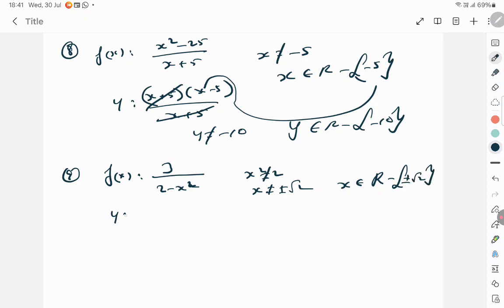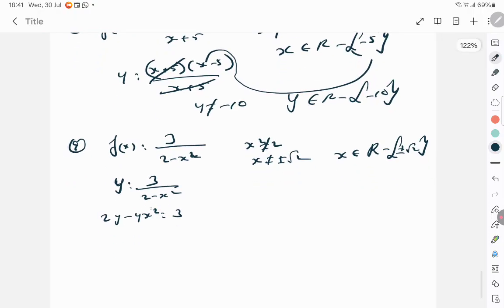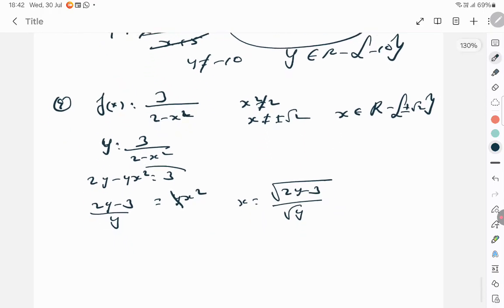So then now let's find the range. For finding the range, just cross multiply always, okay. 2y − yx² is equal to 3. So take the x² to the other side. yx² is equal to 2y − 3. Bring the y down.